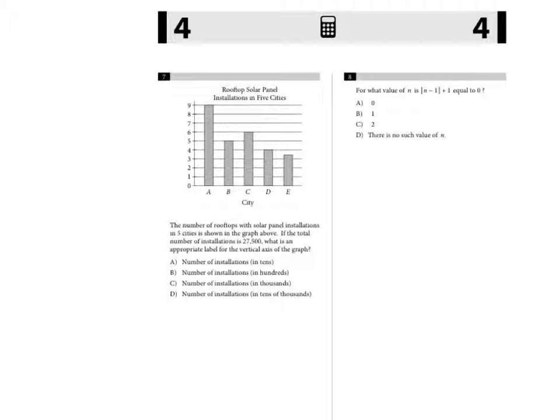So let's just continue with that train of thought. Let's say it is just 9. Let's say this axis is in tens. That would mean city A had 9 installations, city B had 5, city C had 6, D had 4, and E had somehow 3.5. They didn't finish the last one. So ideally, if we were to add up 9 plus 5 plus 6 plus 4 plus 3.5, we should get 27,500. No, that's not right. Looks like A can't be right.